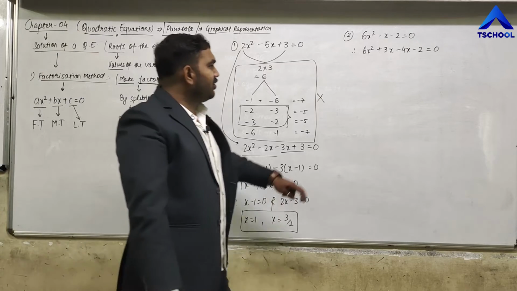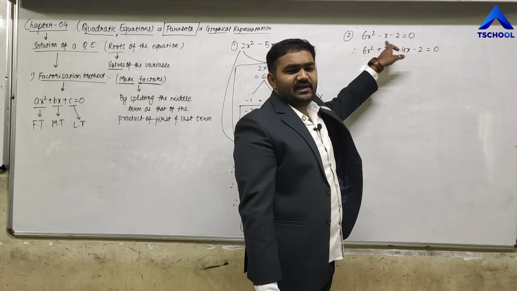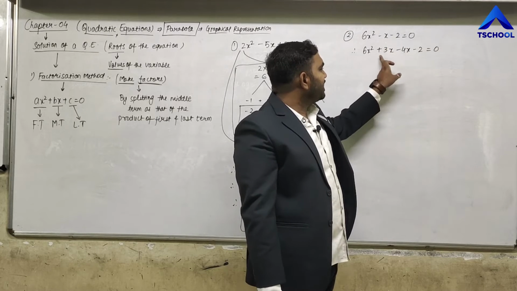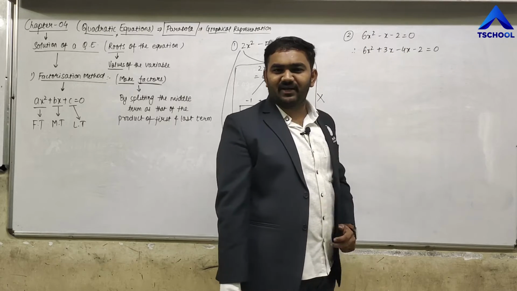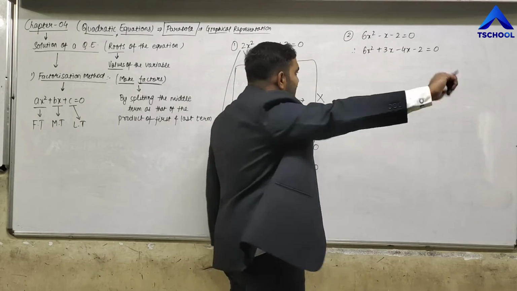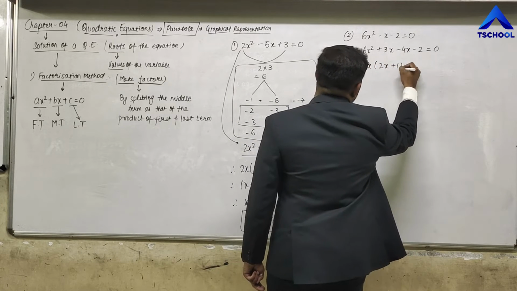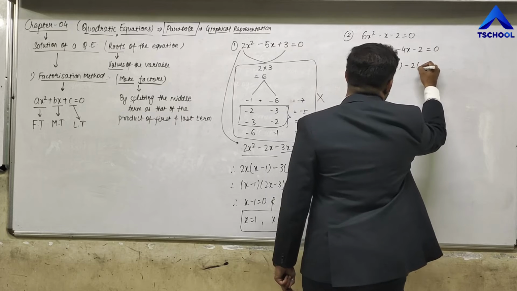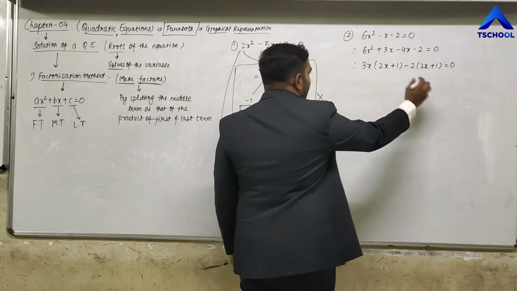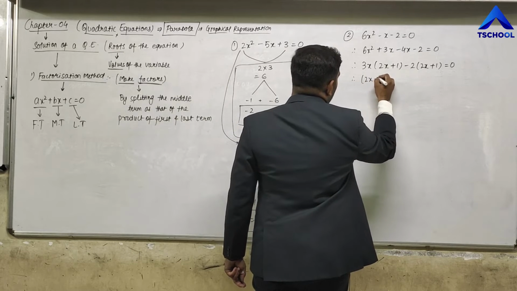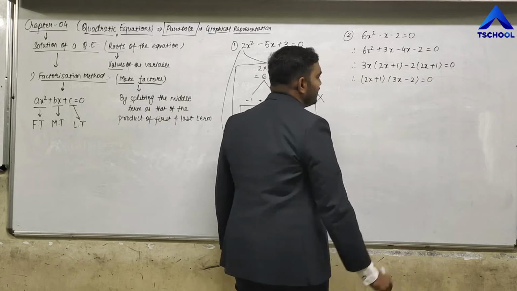You will note that 3x minus 4x is minus x here. Is it clear or not? 3x minus 4x, that is 3 minus 4 is minus 1, and 3 into minus 4 is again minus 12. So we got both the conditions satisfied. You can take out 3x common, that is 2x plus 1, and here you can take out 2 common, that is 2x plus 1 again, which is equal to 0. So the common factor 2x plus 1 into 3x minus 2 is equal to 0.